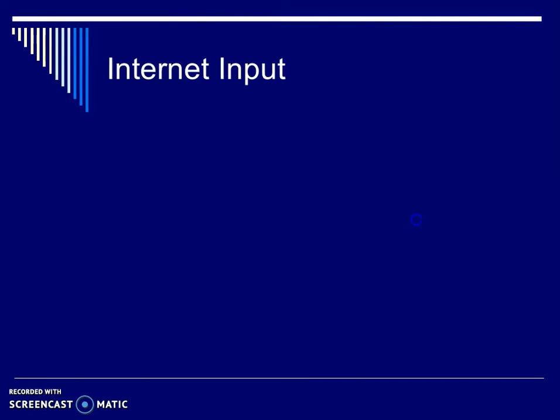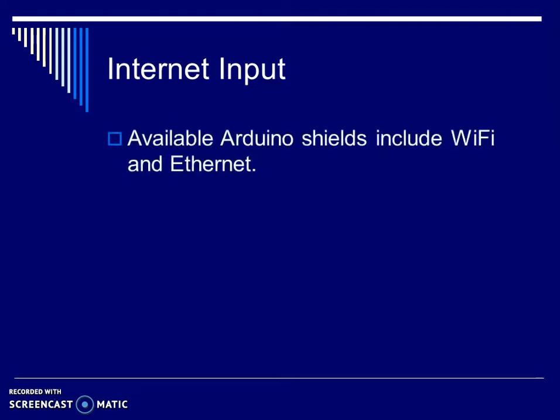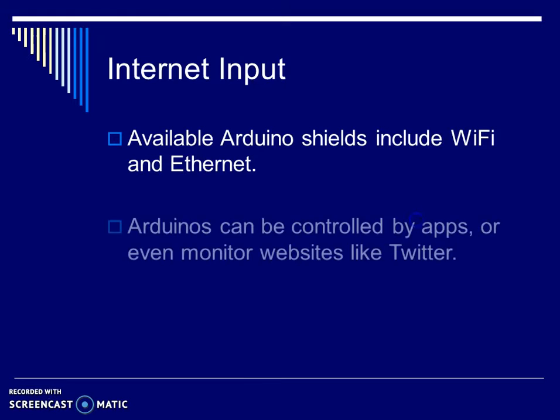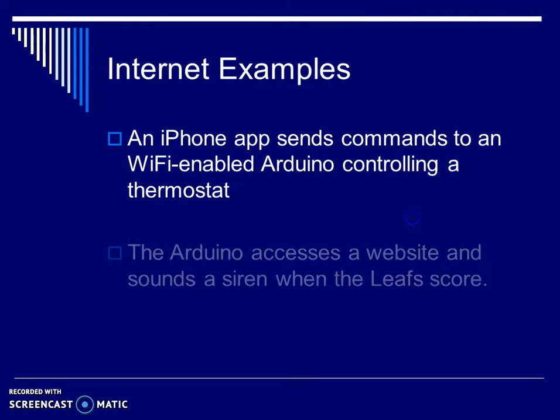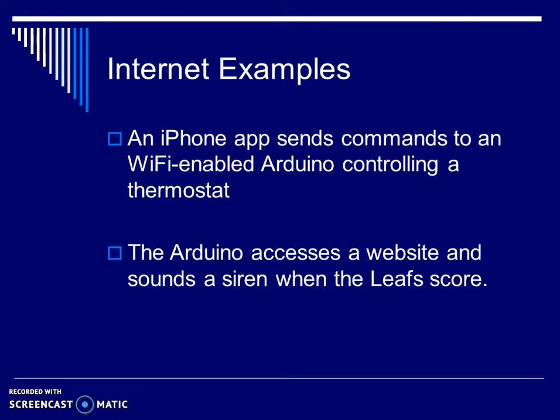As far as internet input goes, there are multiple available Arduino shields that include Wi-Fi and/or Ethernet access. And on that basis, Arduinos can be controlled by an app. Or, if we want to get more sophisticated, an Arduino can do something like monitor a website like Twitter. So some examples of applications: an iPhone app sends commands to an Arduino controlling a thermostat. Or an Arduino monitors a website and sounds a siren whenever the Leafs score.